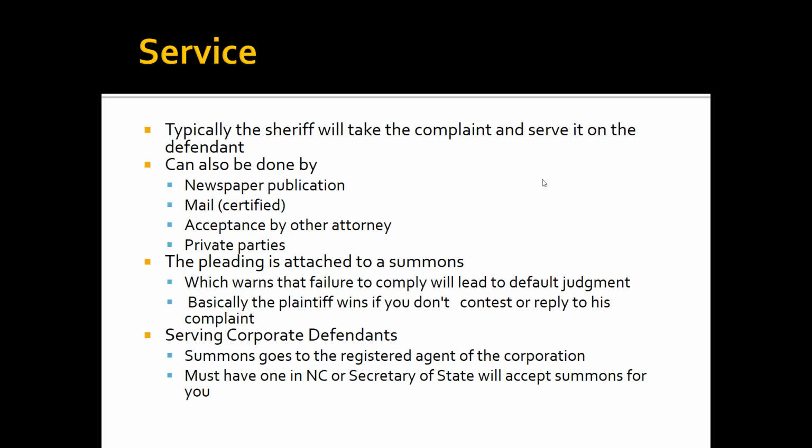a deputy. That deputy gets in his car. He drives out to the house of the person you're suing. He knocks on the door and says, are you John Jones? Yeah, I am. Great, we're suing you, or you're being sued. Here's a piece of paper, you're served. Now, you can also do this in some cases by newspaper publication, certified mail, and even having a private party serve it.